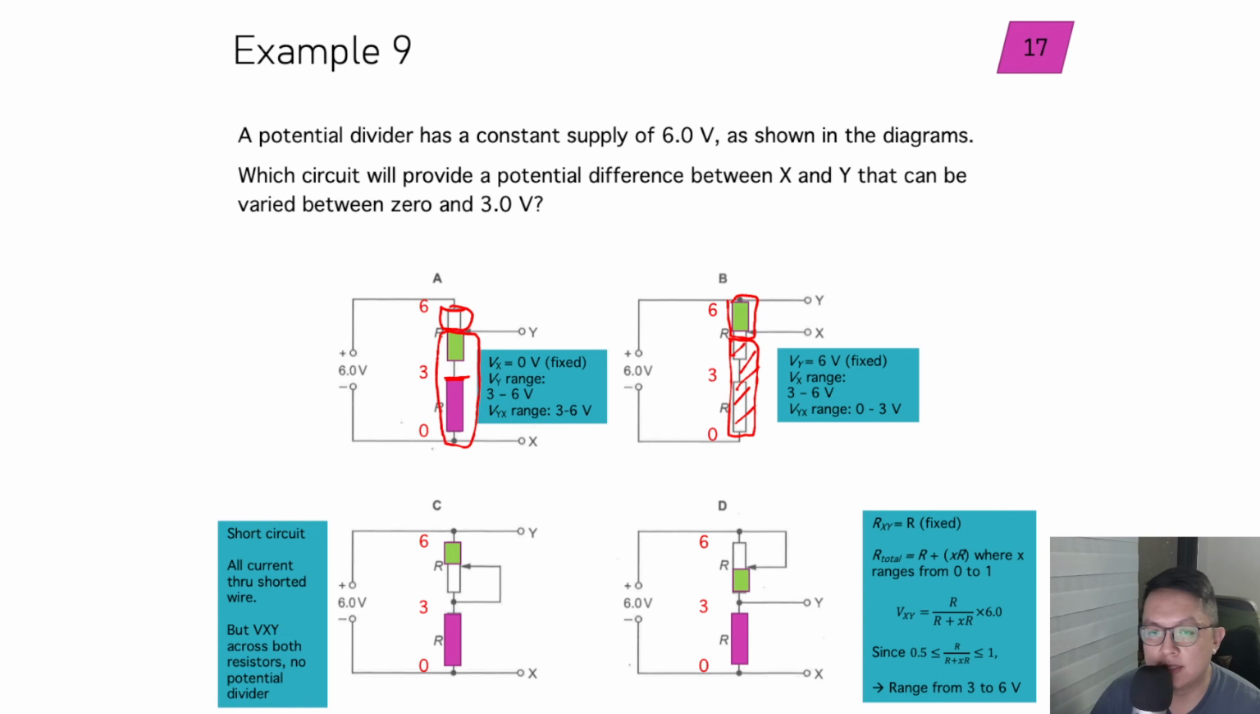The total resistance here is always equal to 2R. Because it's always equal to 2R, my range of this is from 3. This N will always be between 3 to 6 volts. So then, because the top is always 6 volts, this is between 3 to 6, so the range will be between 0 to 3 volts. Okay, so the answer here is B.